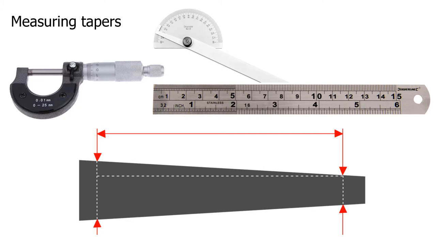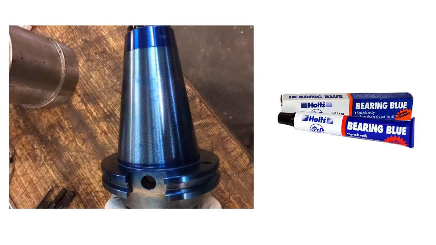Measuring tapers. We don't always have the luxury of a drawing or a technical specification. We can derive angles, tapers, and lengths from direct measurement and some simple trig calculations. We can use verniers, rules, micrometers, etc. Bearing blue is often used for checking mating parts, especially tapers. Here we can see a milling arbor being checked. They could also be checking the tapered bore.